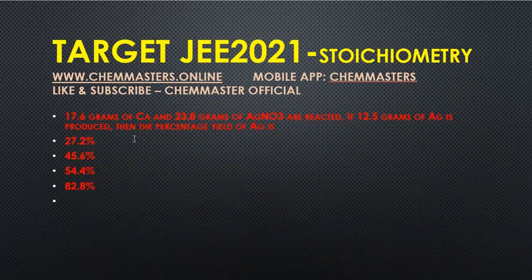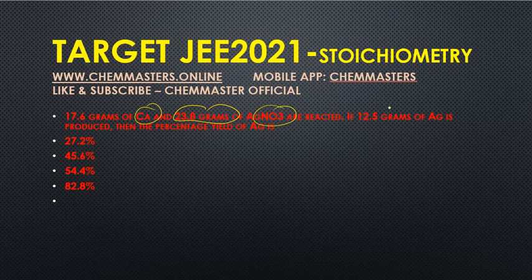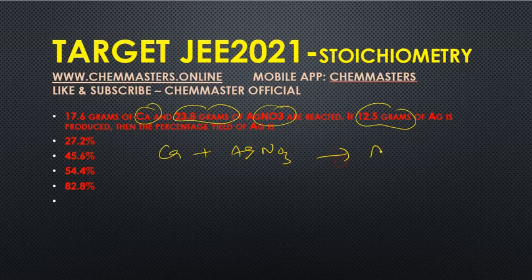Now the third question. If 17.6 grams of calcium and 23.8 grams of AgNO3 are reacted, and 12.5 grams of silver is produced, then the percentage yield of silver is. So as a first step, we need to write a completely balanced equation of the reaction between calcium and silver nitrate, which are going to produce silver and calcium nitrate. So here 2 moles of silver and here 2 moles of AgNO3. Now the reaction is completely balanced.